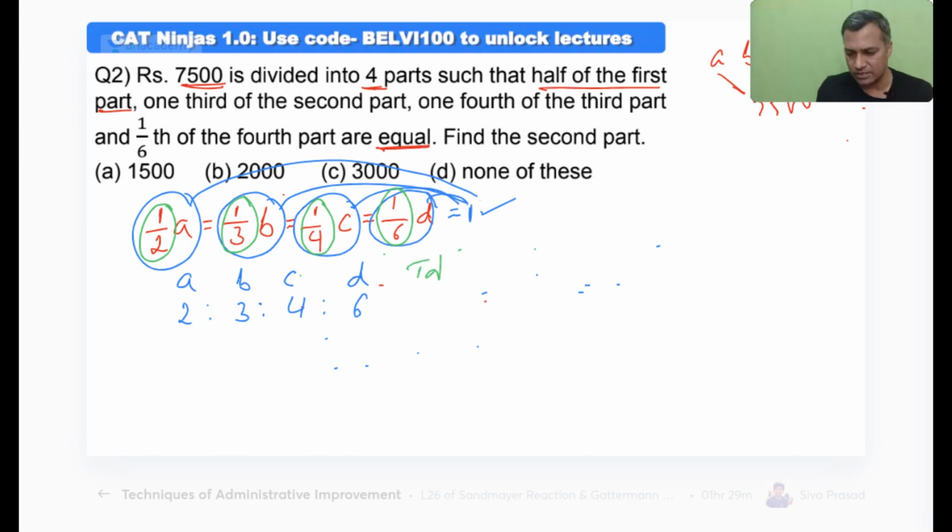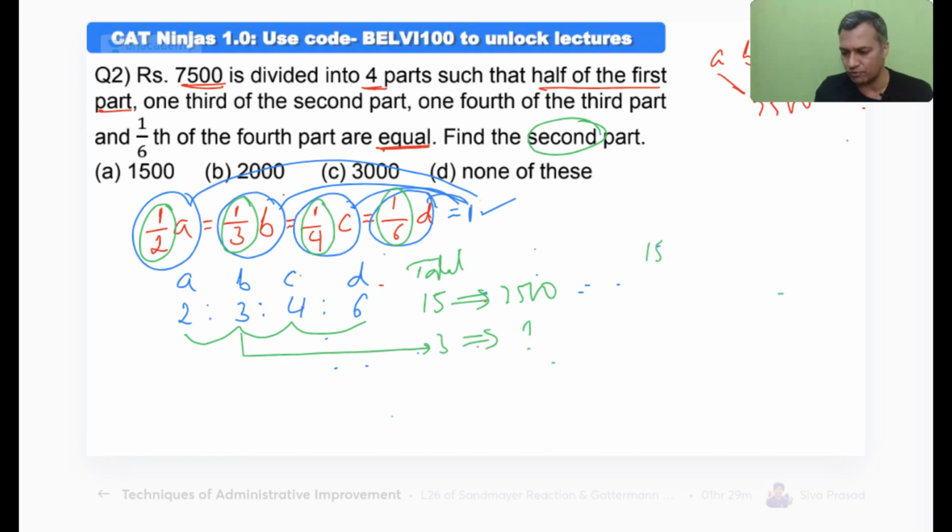Of course, there is something called the total. So you add them up, 6 plus all these particular numbers, which will become 15. The author is saying that 15 corresponds to 7,500. He's saying to find the second part. The second part corresponds to 3. Therefore, 3 corresponds to how much? Simple question. So 15 corresponds to 7,500. Therefore, 3 corresponds to how much? Right? 1500. 5 15s are 75, so it is 1500, which is a very, very simple question.